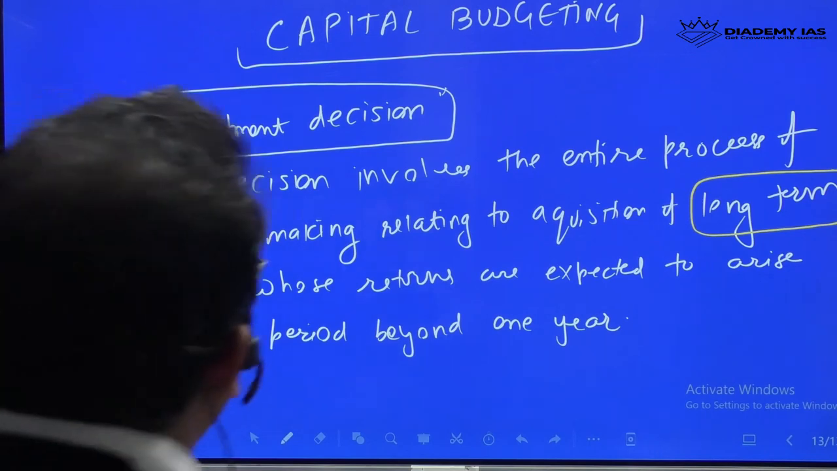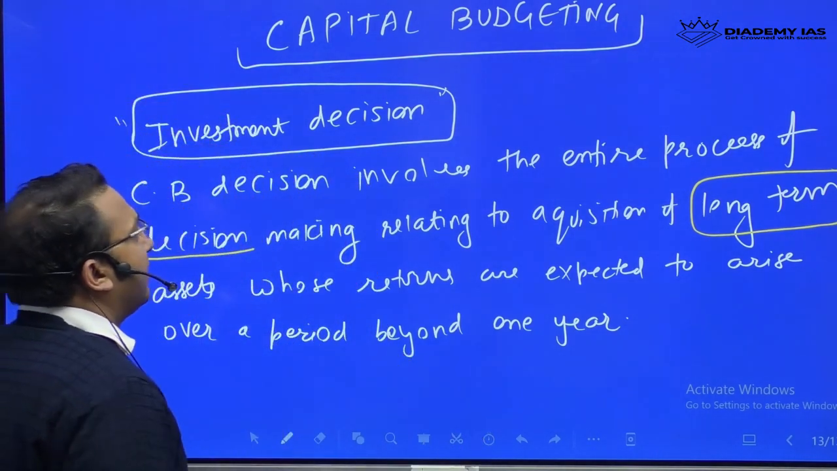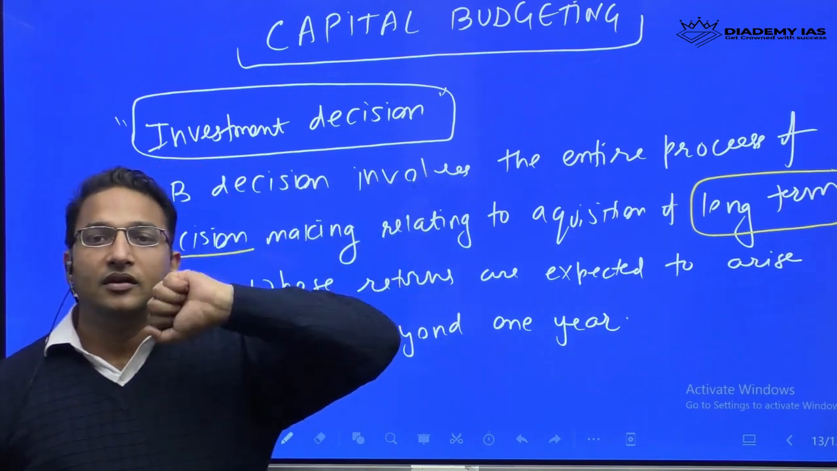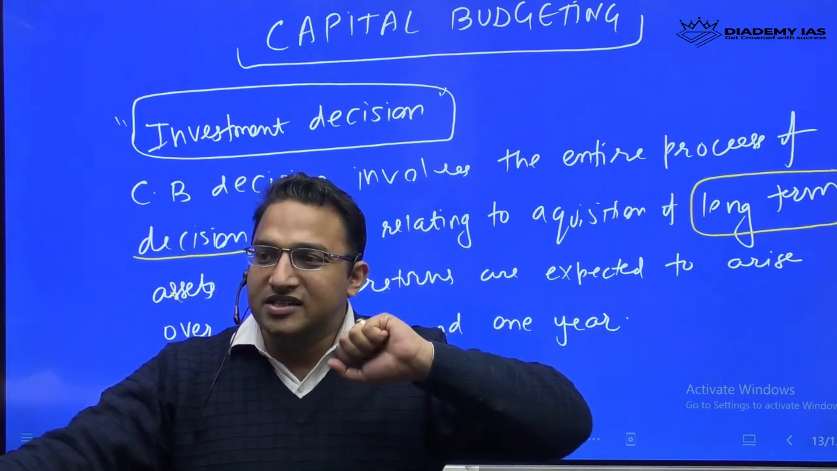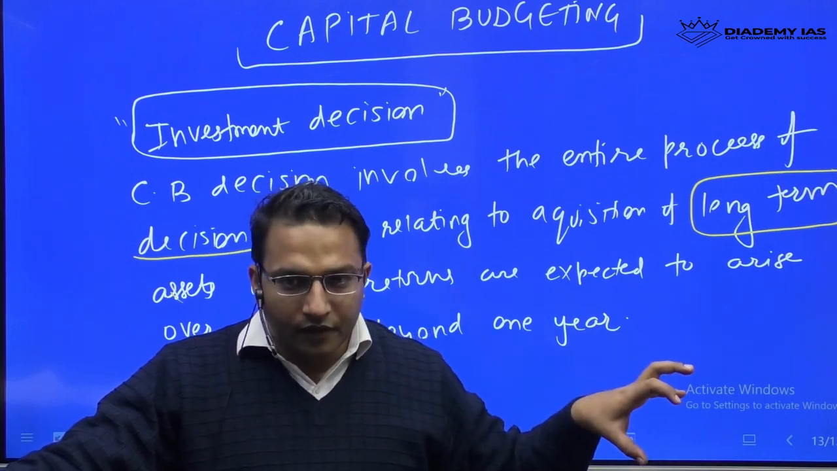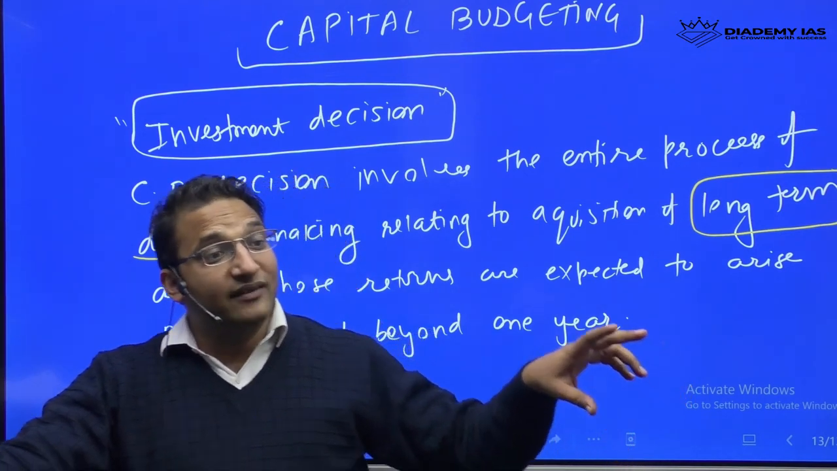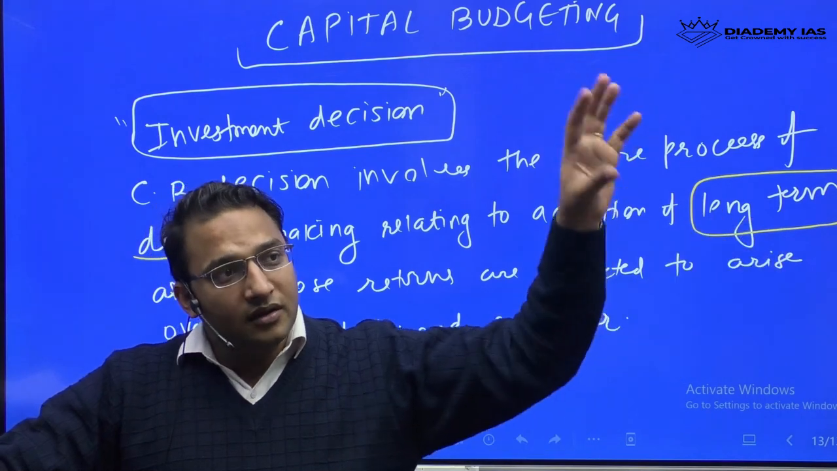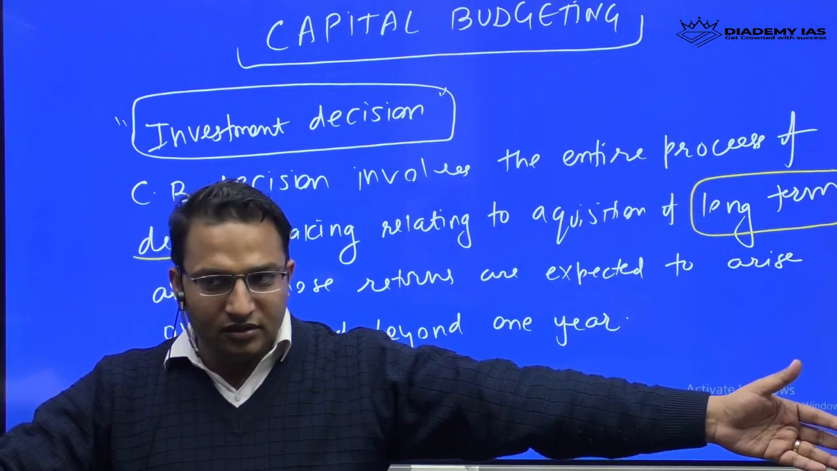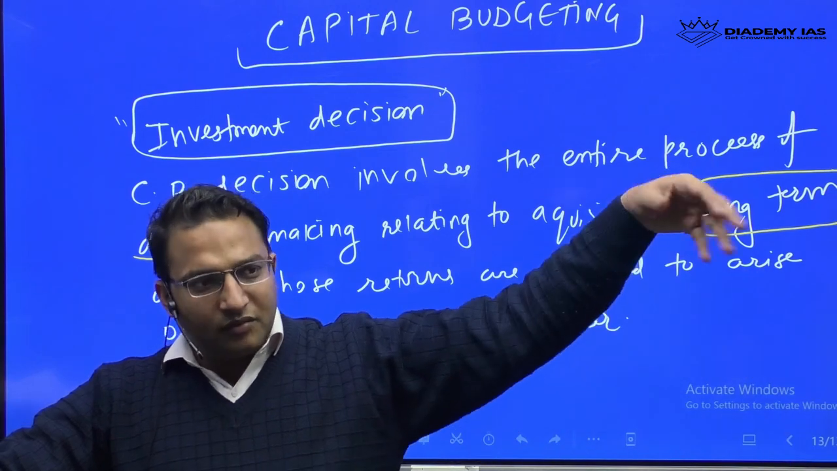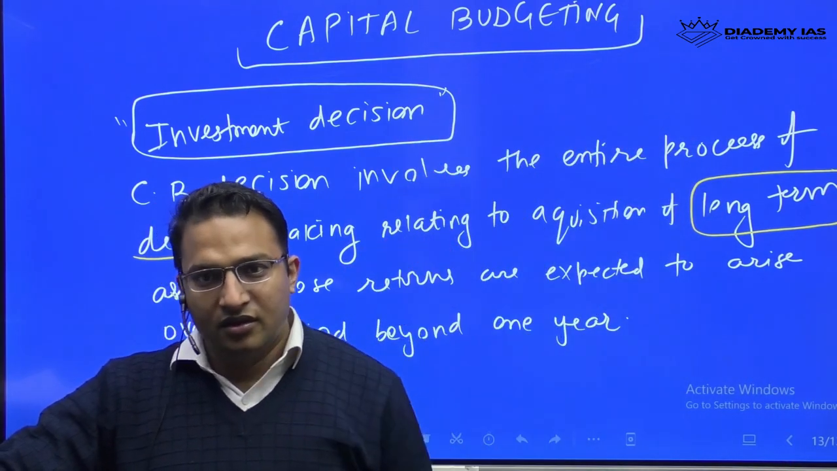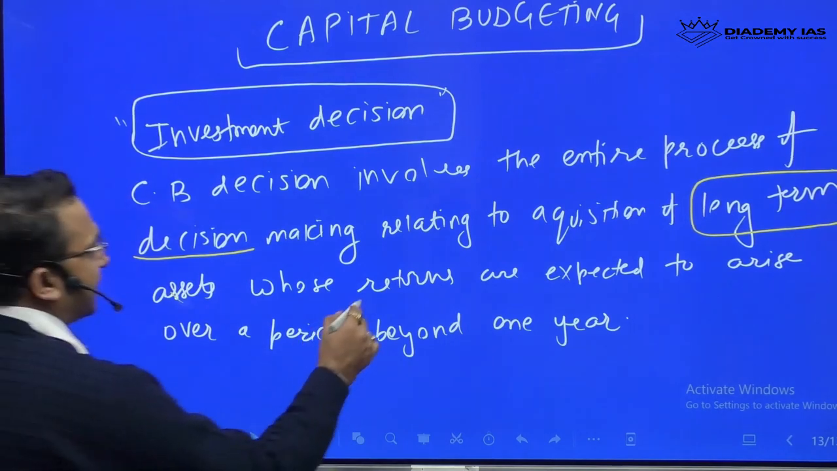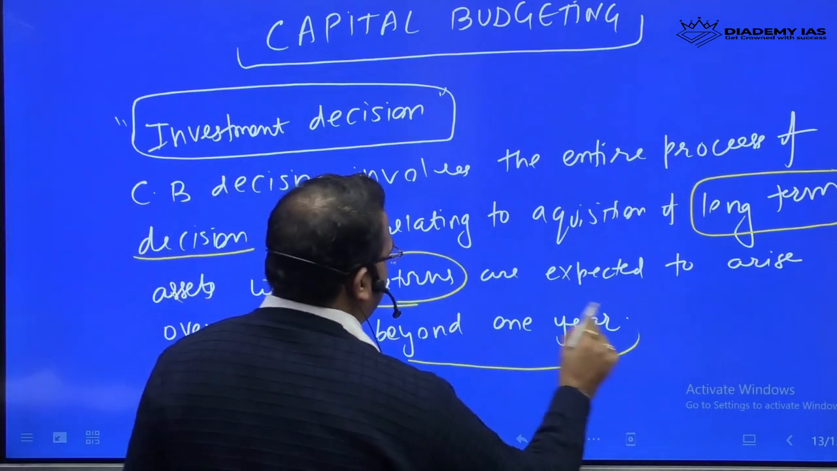Okay. So it is a long-term asset. Capital budgeting decision involves the entire process of decision making relating to acquisition of long-term assets. For example, if the government decides to lay down a metro project, this metro project will have an investment of 5,000 crore, 10,000 crore. The return may start coming after 2-3 years only, when the project gets started. But recovery of the amount will happen maybe in 15-20 years. So this is a long-term project, right? Long-term project whose returns are expected to arise over a period beyond 1 year.